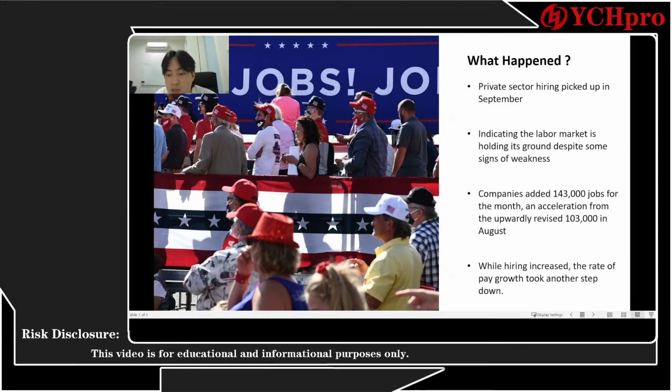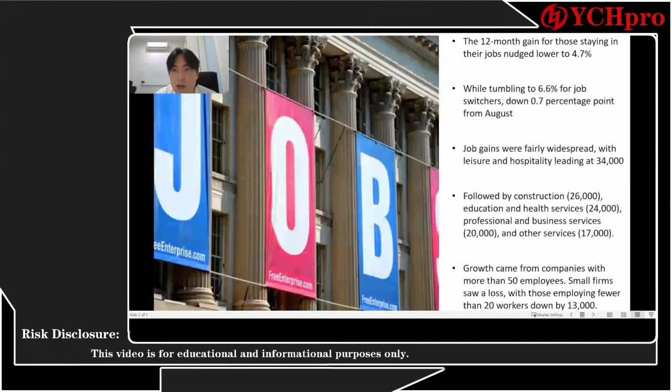While the hiring has been increasing, the rate of pay growth has taken another step down. So this is actually a good thing, because we can see that it's showing signs of going lower. Once pay growth goes lower, it means that inflation will also go lower, and job demand is slowing down as well. So this is a really good sign. It's definitely giving some momentum that the Federal Reserve will be raising another 25 basis points in November.